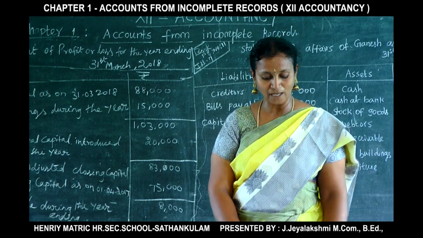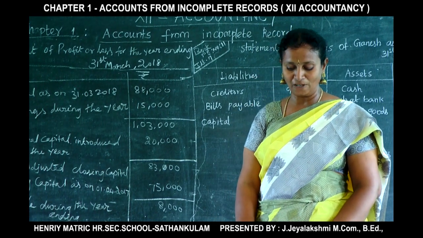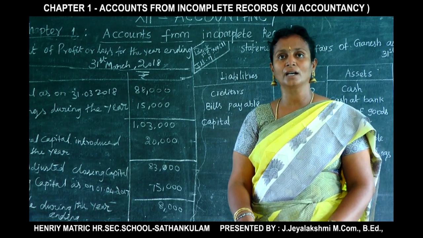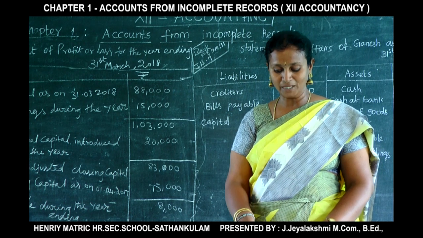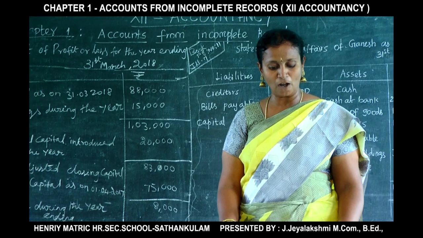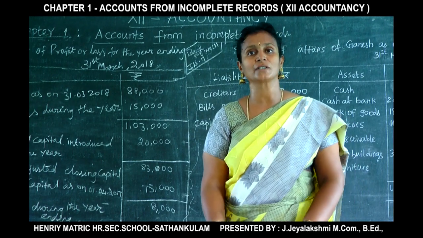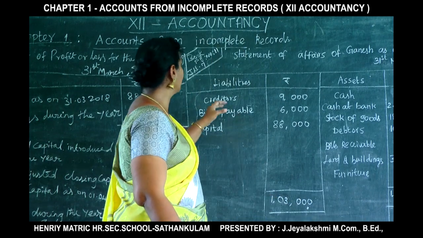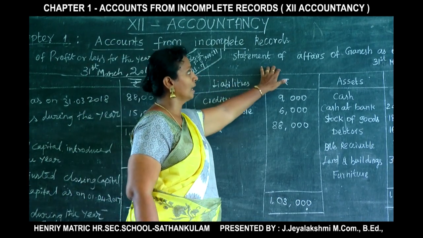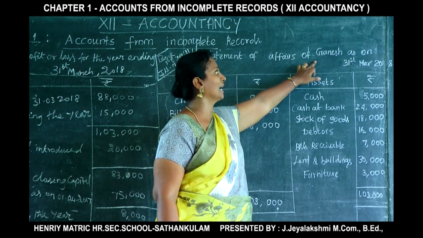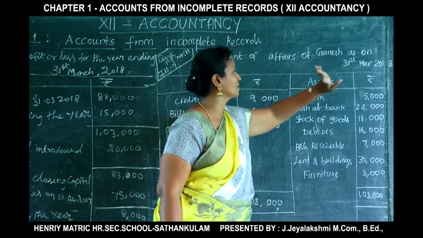First of all, we use the statement of affairs. By this we get the capital of his business concern. Only then are we going to prepare the statement of profit and loss account for the year ended 31st March 2018. Let us now write the statement of affairs of Ganesh as on 31st March 2018.